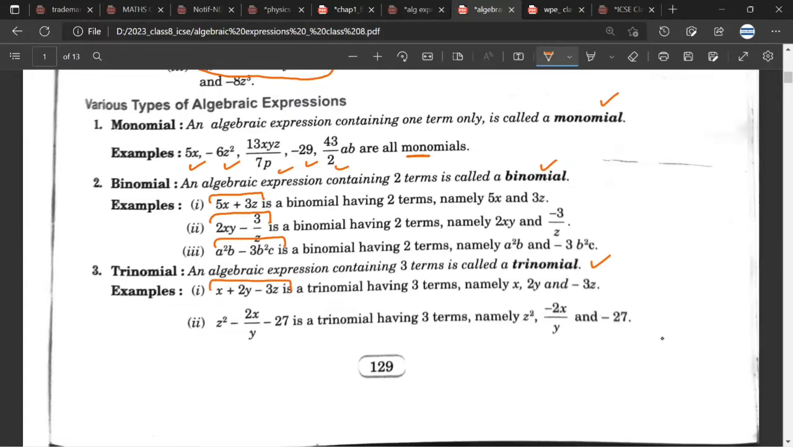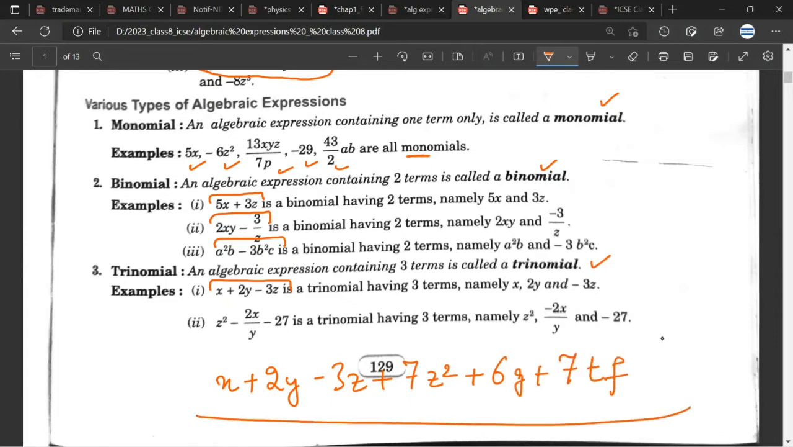Okay. But then nobody stops us from saying 2x plus 2y minus 3z plus 7z square plus 6g plus 7tf. I can have an algebraic expression like this also. Nobody stops me. So how many terms does it have? 1, 2, 3, 4, 5, 6. It has 6 terms. Any doubt in there?